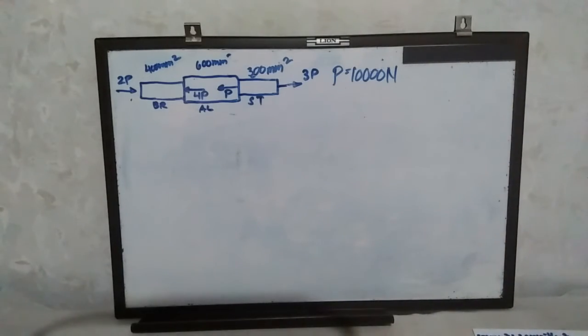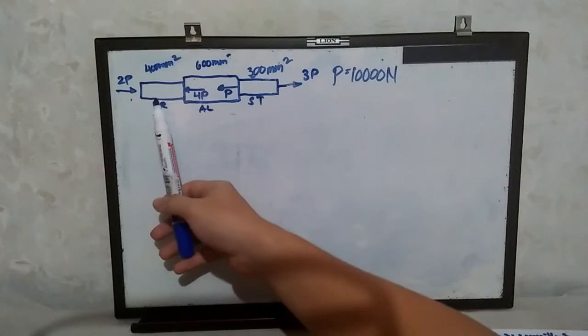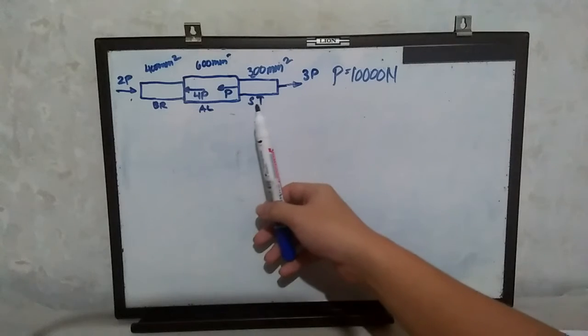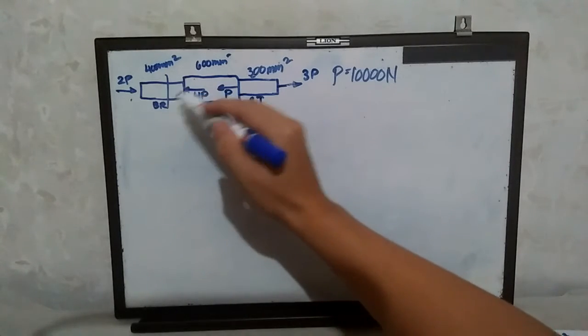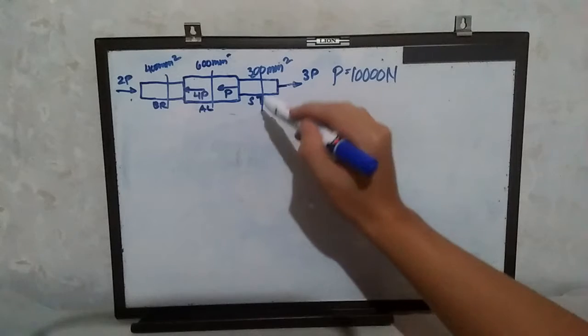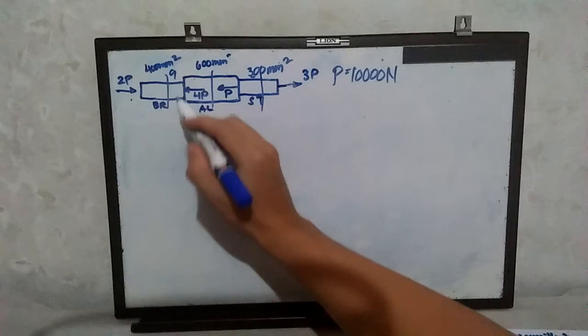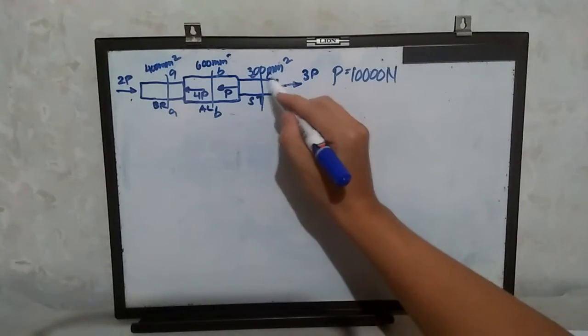What we're going to do here is to solve for the normal stress generated inside this section for the bronze, for the aluminum, and of course for the steel. So by doing that, we need to cut each section so that we can solve for the internal forces inside each section. So let's say this is A, and this is B, and this is C.